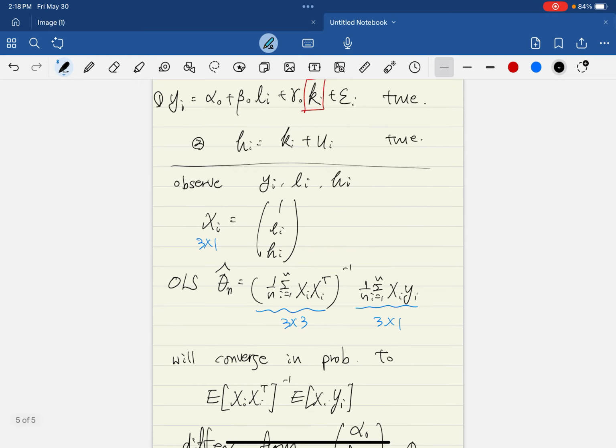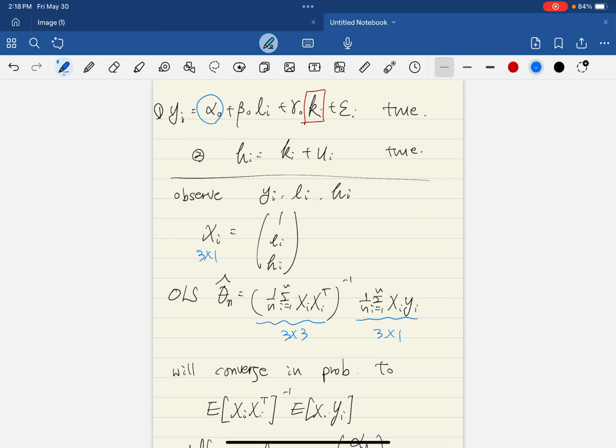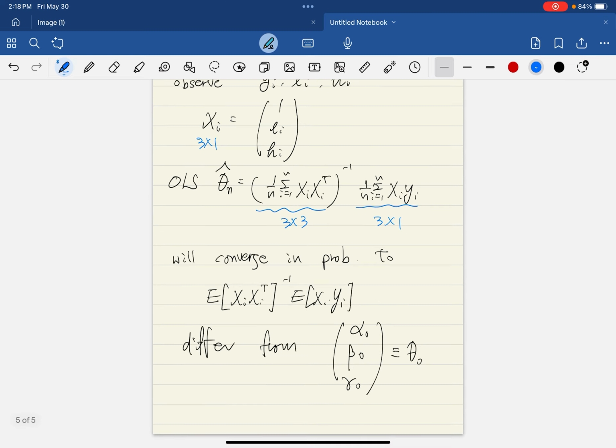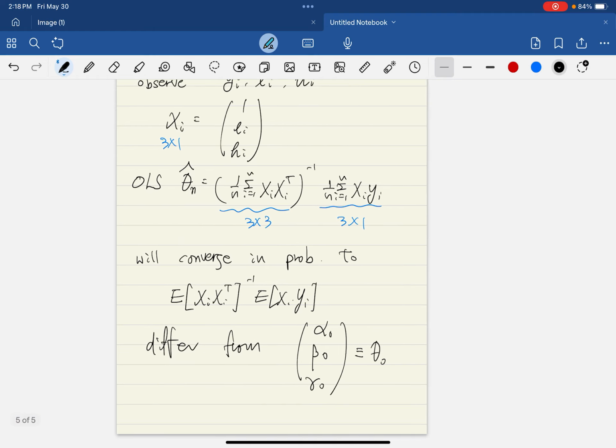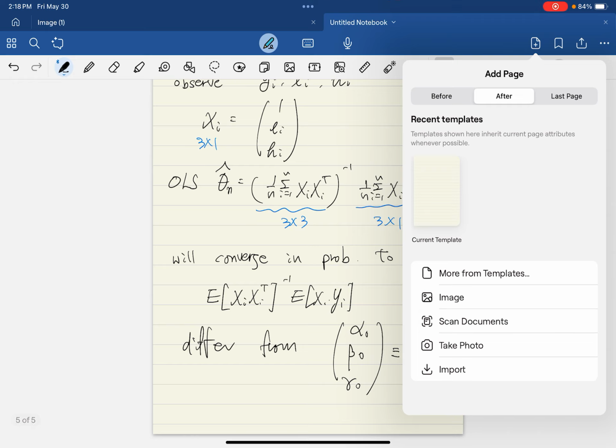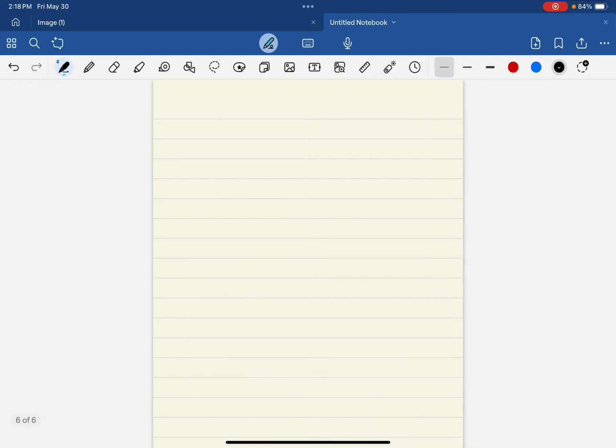What we want, theta 0, is the coefficients of the true model, but the difference is, remember, k is replaced with h. So we are regressing on h in the place of k. Then what will happen? Let's try this on the page. As I said, the p limit of theta hat n is the inverse of the expectation of x x prime times the expectation of x y.